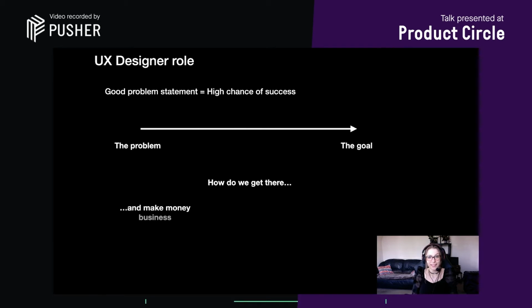How do we get there and make money? You will be asked that from a business perspective, because ultimately companies are there to make money, right? And as UX designers, we need to also facilitate their needs. How do we get there with the stuff we have? That's the development part of it.